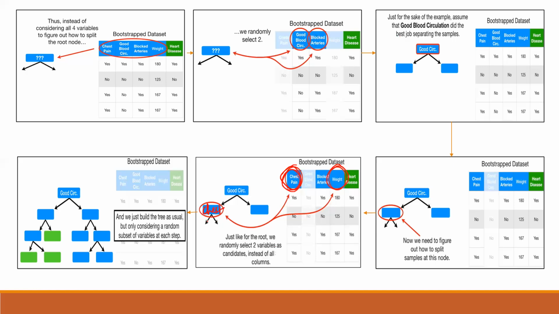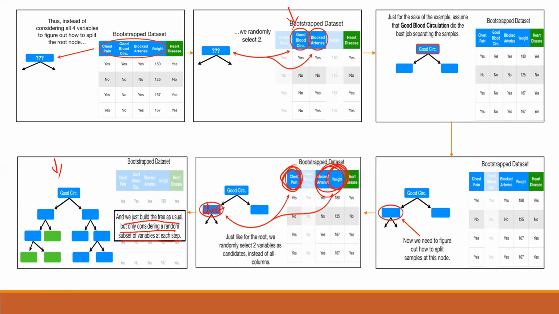And based on that, we will again take the call that out of blocked arteries and weight, which one is having the better value. So this kind of sampling will keep on taking place. We started with this bootstrap dataset, but then we generated multiple things out of it. Right now we are generating a single decision tree out of it. So we just build the tree as usual, but now considering a random subset of variables at each step.